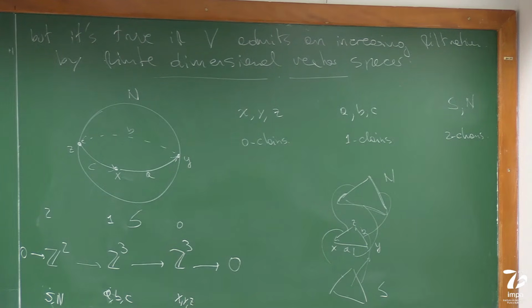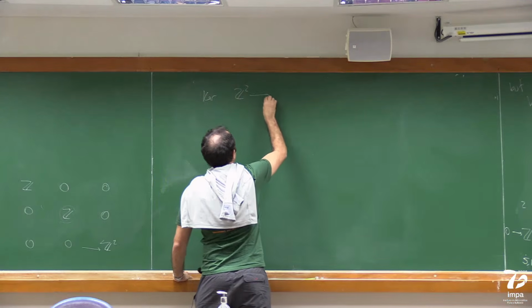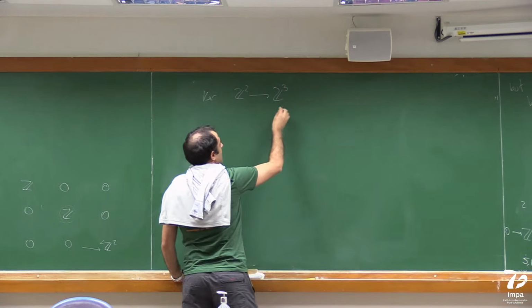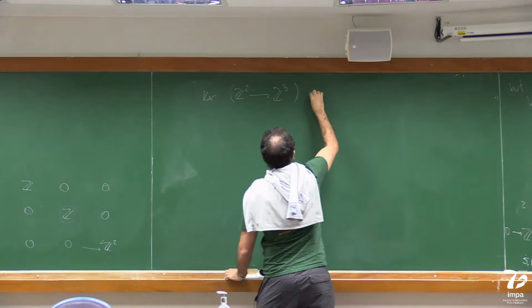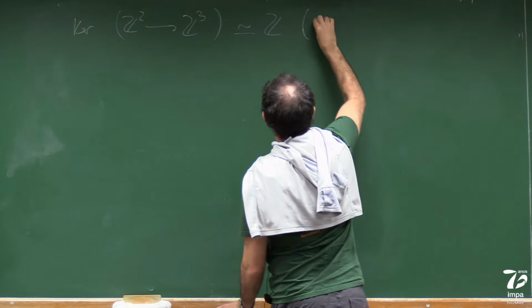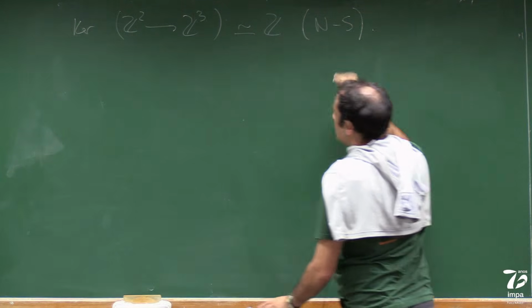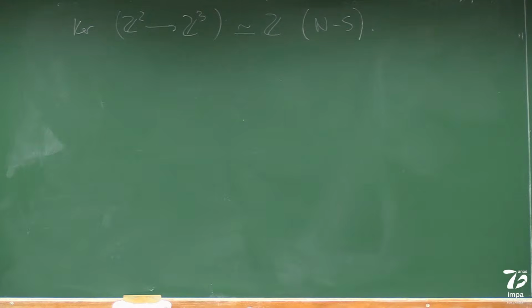And the co-kernel, well, let's compute the full homology first. And let's see if we get the right filtration from there. So the kernel of this Z2 to Z3 is of rank 1, and the generator is N minus S, because the differential of N and the differential of S is the same. It's C minus B plus A.